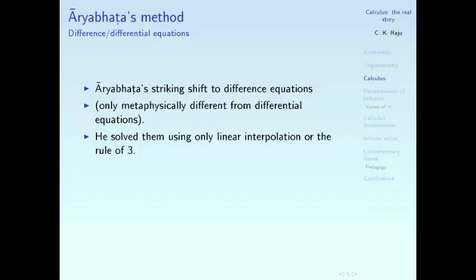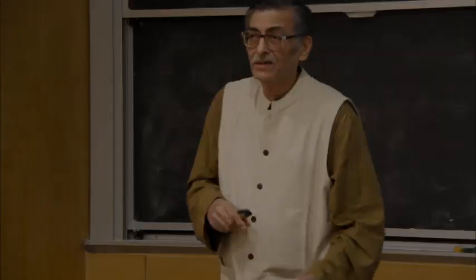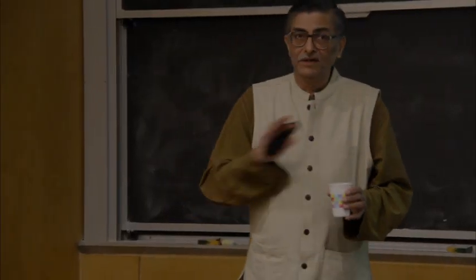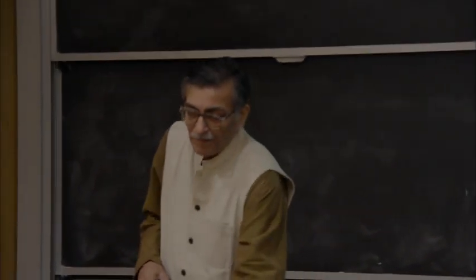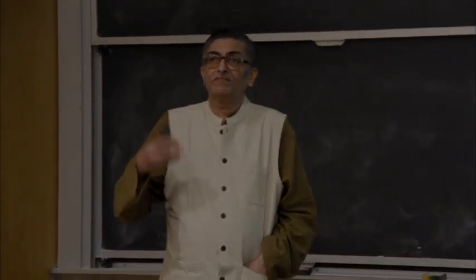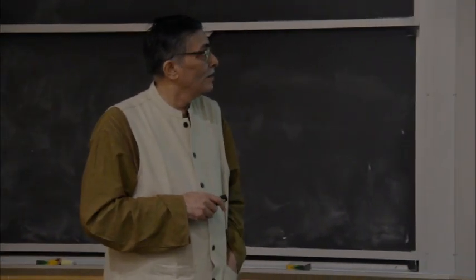trajectories. So he solved these equations using linear interpolation, what is called the rule of 3, which you must have studied in primary school. And it's today wrongly called Euler's method. Euler, of course, studied Indian texts. He wrote on the Indian calendar around 1700, but he did not acknowledge it. Those were the days of the Inquisition. They never acknowledged any non-Christian sources. Acknowledgement meant death by torture, so nobody was going to do it.